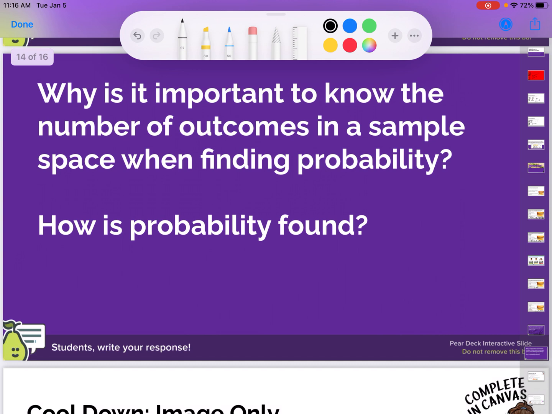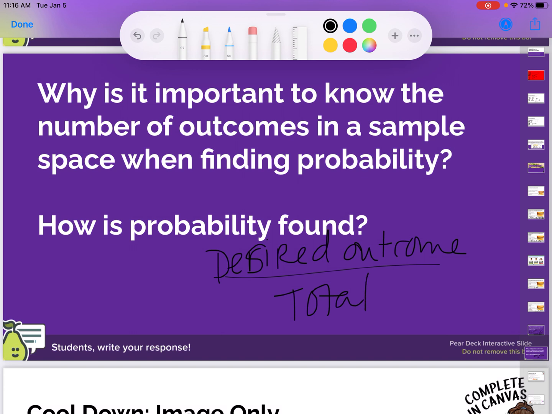All right, so why is it important to know the number of outcomes in the sample space when finding probability? So how's probability found? It's desired outcome divided by the total. So why is it important to know the number of outcomes? Because that's how you're going to figure out the probability or the likelihood. You have to know how many options there are so that you can figure out the probability.